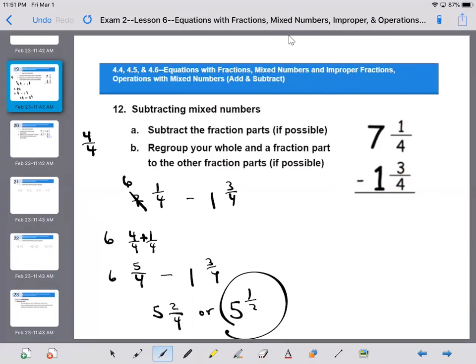If you want to look at this from the vertical standpoint, again, I can't take 3/4 from 1/4, so I'm going to come over here and I'm going to regroup, and I'm going to take a whole amount, which is 4/4. I'm going to add that to the 1/4. So that's going to give me 6 and 5/4, take away 1 and 3/4. And so this will be 5 and 2/4, or 5 1/2.